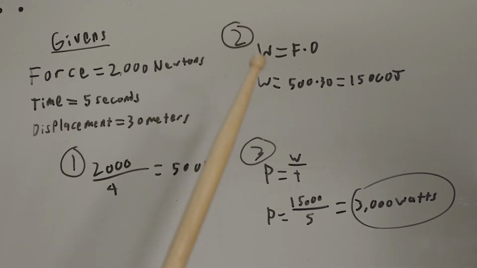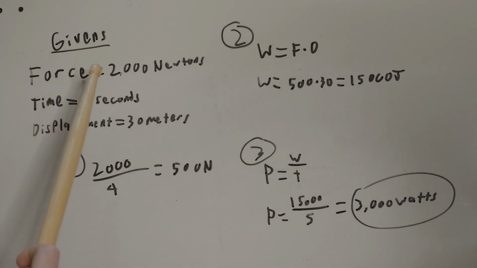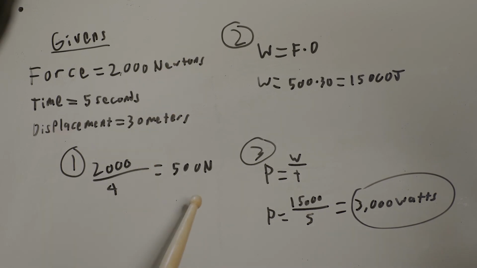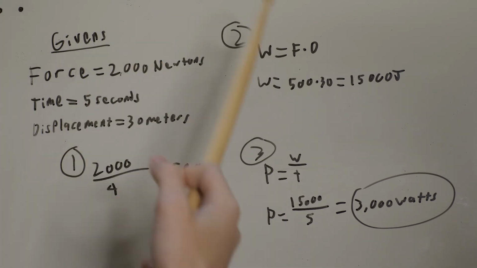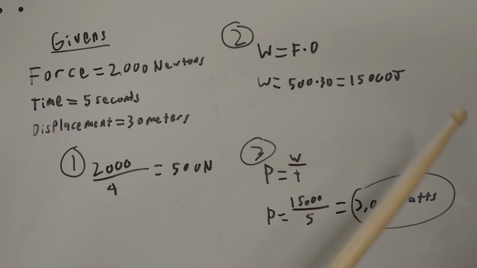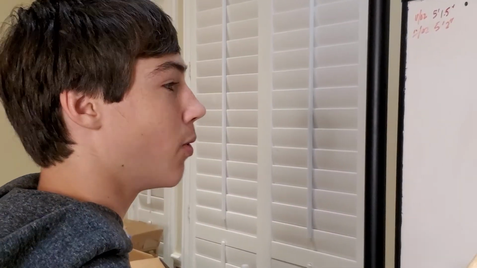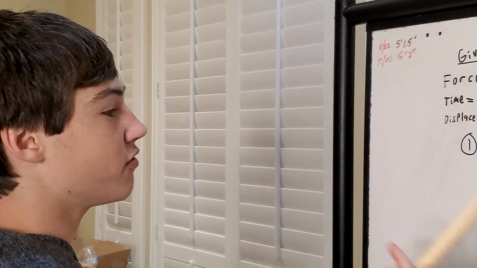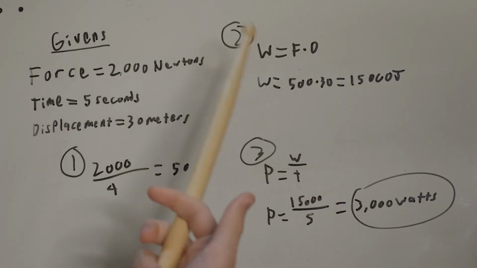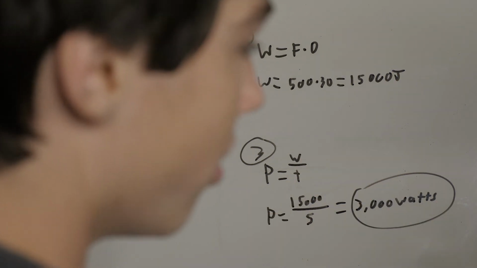Second step, work equals force times displacement. We have the force, which is now 500 newtons because we divided it by 4. And now we have our displacement in our givens, 30 meters. 500 times 30 is 15,000 joules of work. Now, third step is going to be to find the power itself, which is going to be work divided by time: 15,000, the joules we discovered earlier in work, divided by time, 5 seconds, equals 3,000 watts of power.